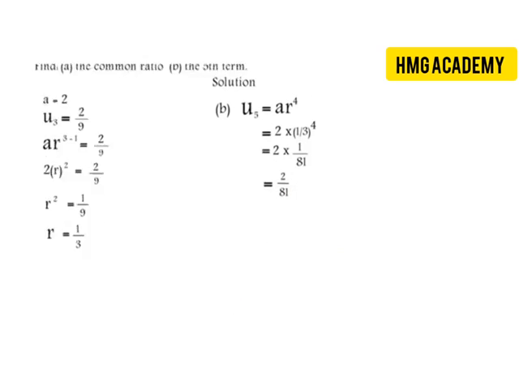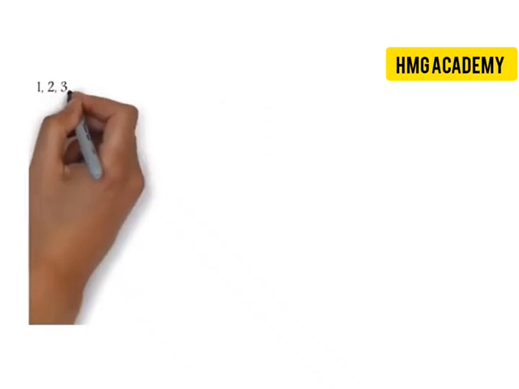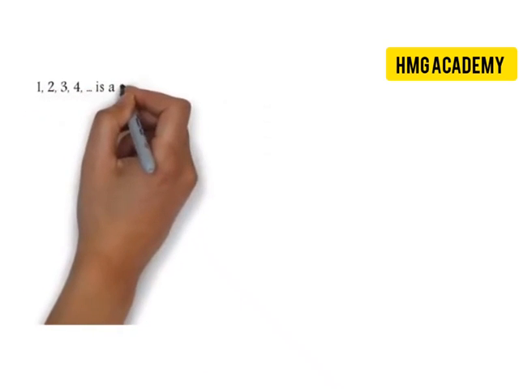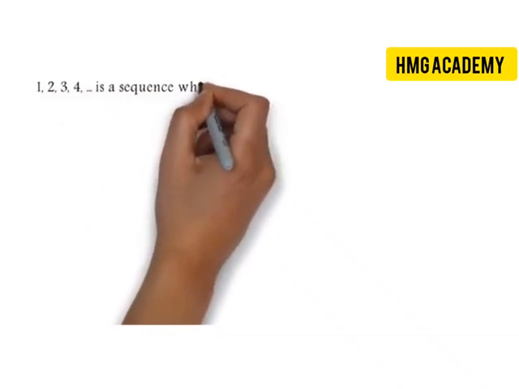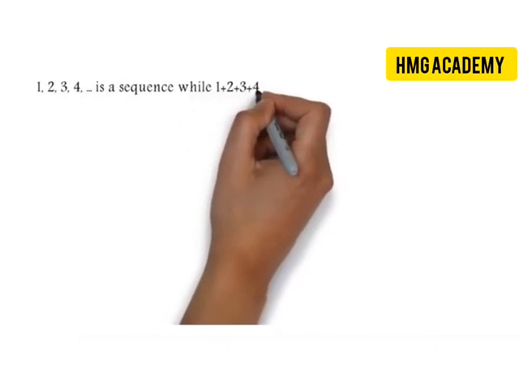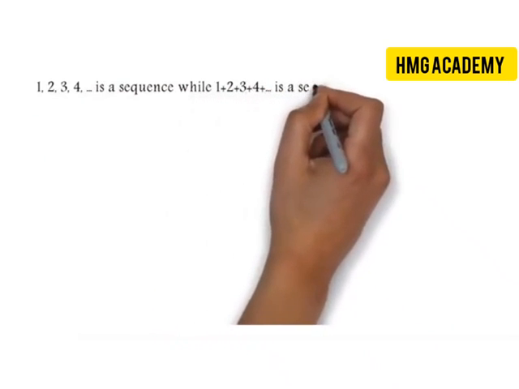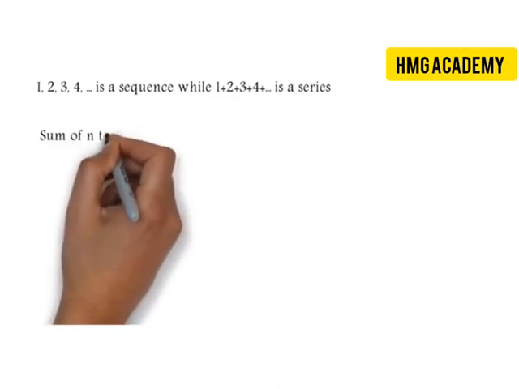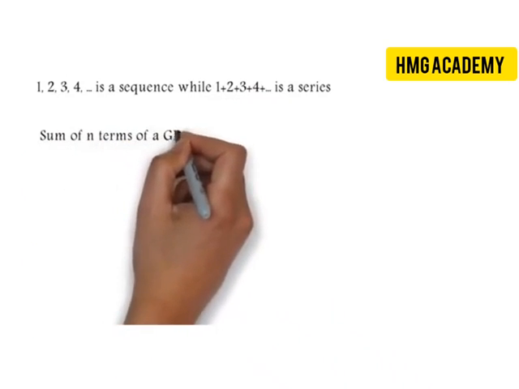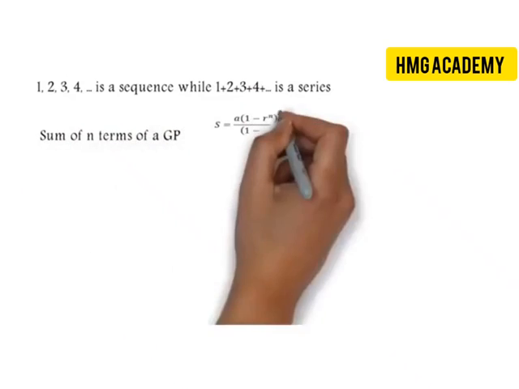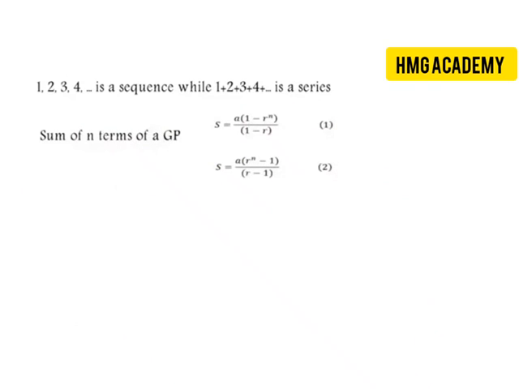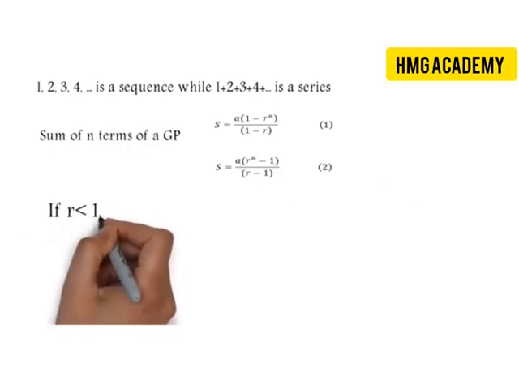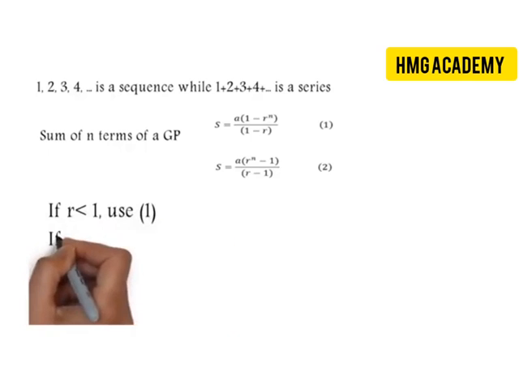So when we have 1, 2, 3, 4, so those set of numbers, we call it sequence. But when we now introduce our plus sign between them, we now call it series. So let's see the formula now for the sum of n terms of a GP. So we have 2 sets of formulas there. Now we use the first formula if our common ratio is less than 1.